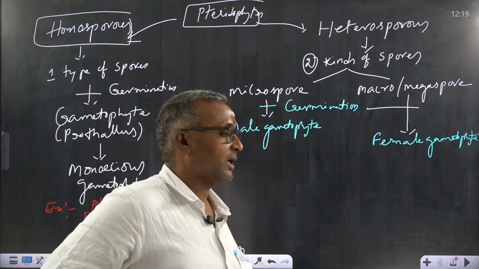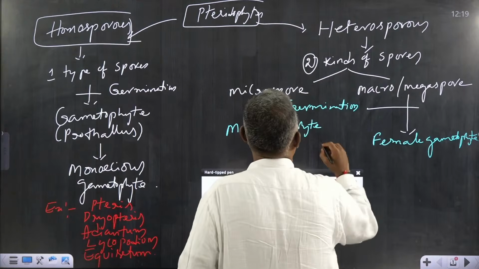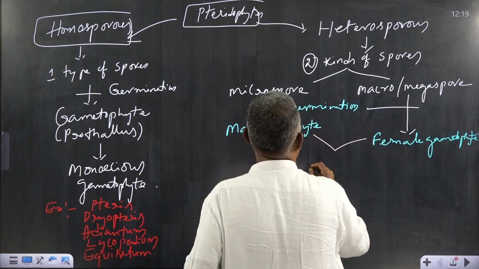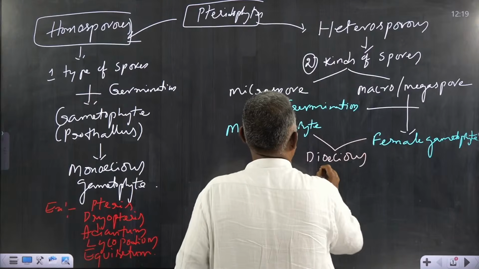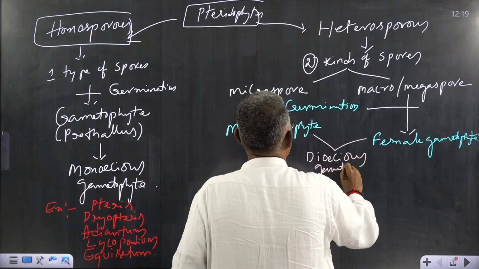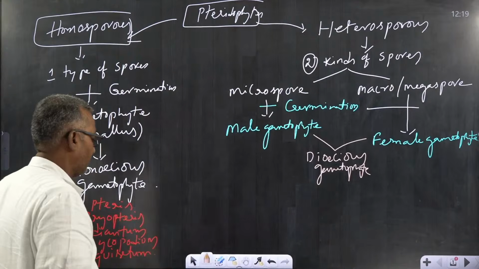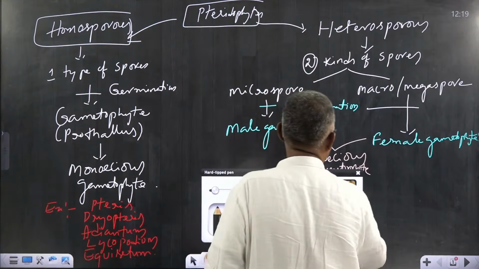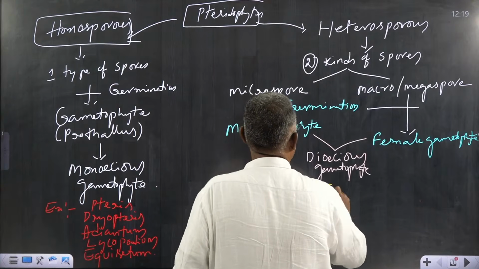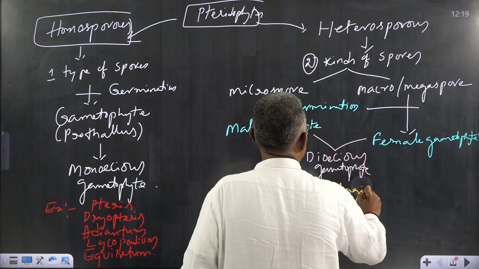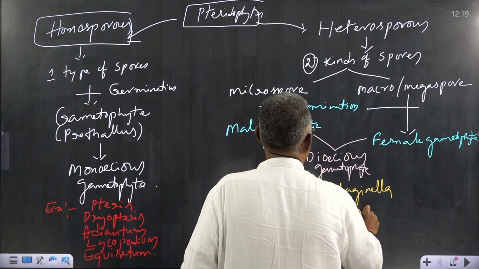Okay, that's good. So many of them are giving the correct answer. So they have what kind of gametophytes? Dioecious gametophytes. Whereas here, monoecious gametophytes. And we also have some examples like Selaginella and Salvinia.